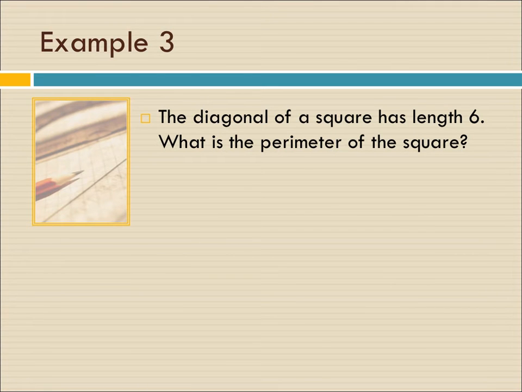Here it says the diagonal of a square has a length of 6. What is the perimeter of the square? So this chapter likes to bring back a lot of our quadrilateral information. Now, notice a picture is not given, so I'm going to go ahead and draw a picture.